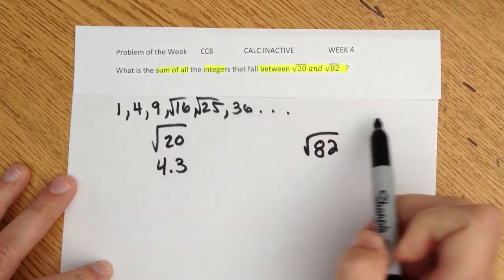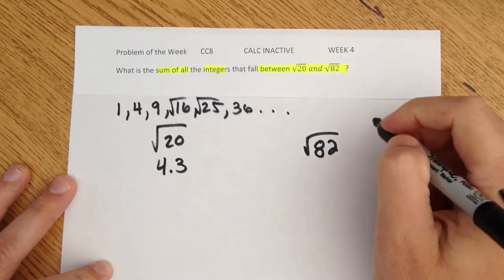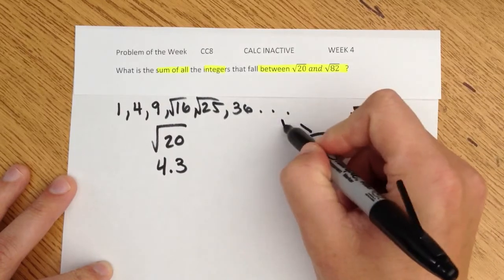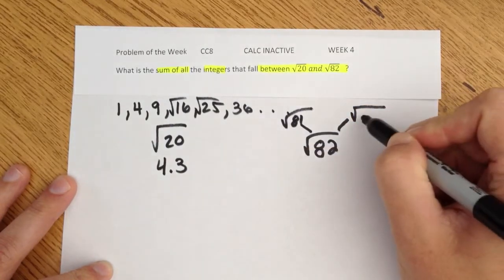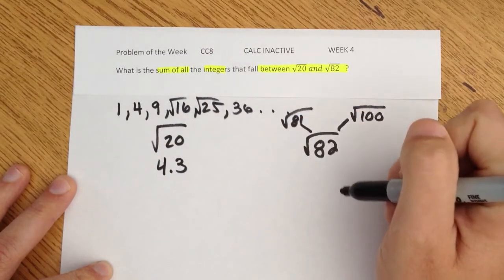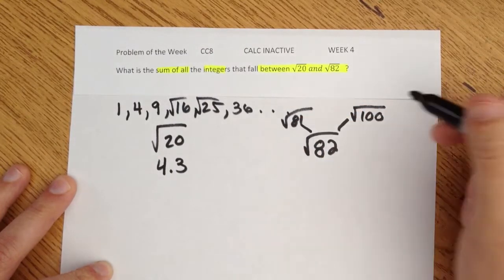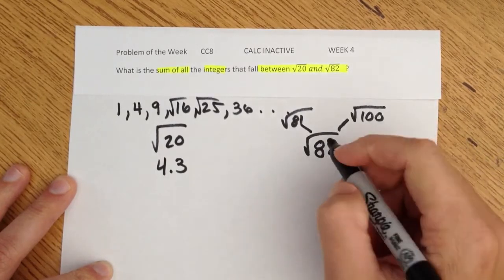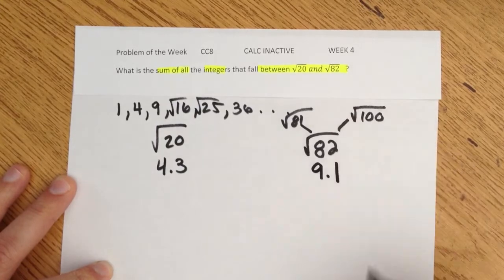Okay? Now I need to do the same thing for the square root of 82. Well, if I extended this list, I would see that the square root of 82 is going to fall somewhere between the square root of 81 and the square root of 100. Okay? Well, the square root of 81 is 9, the square root of 100 is 10. So this is somewhere between 9 and 10. Well, it's really close to 81. So this is about 9.1.